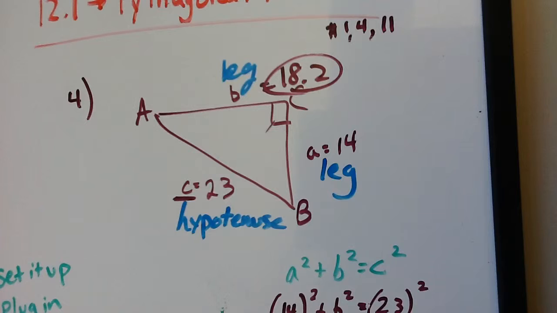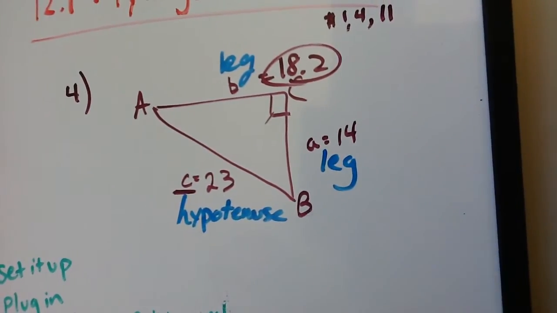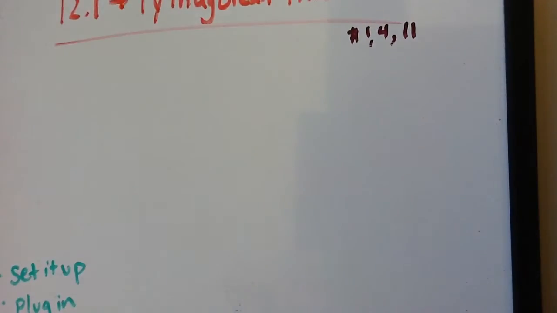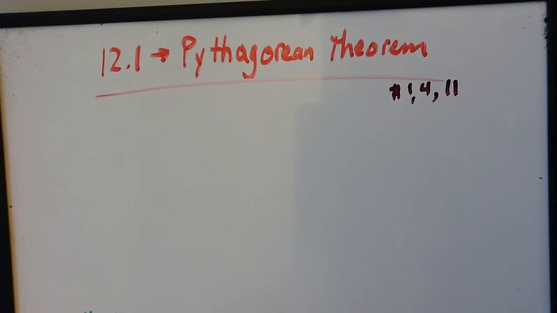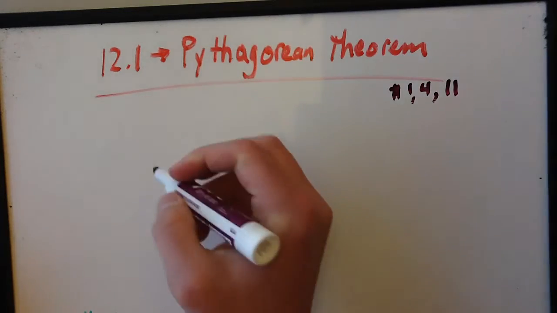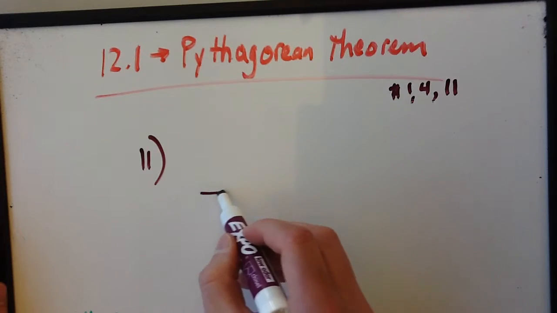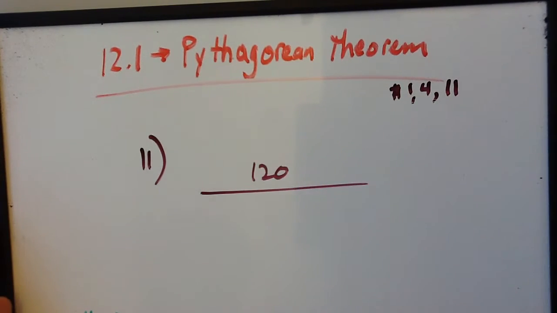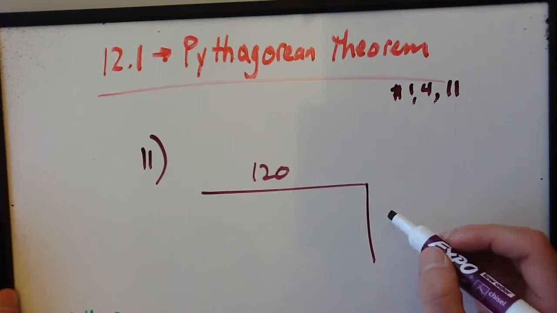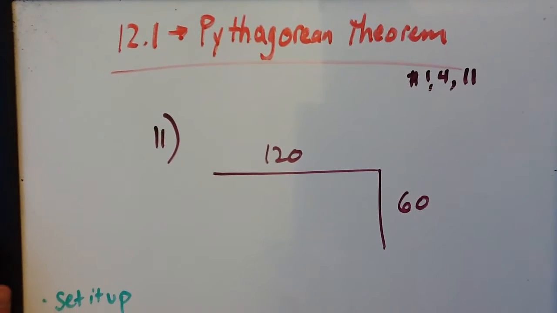The last one I'll talk about with you in this video is number 11. Okay, so number 11 says this. A soccer field is 120 yards long and 60 yards wide. How long is the diagonal of the field? Round your answer to the nearest tenth. Okay, so I would draw a picture here when you have a word problem. Draw a picture. So the soccer field is 120 yards long, 60 yards wide. How long is the diagonal?